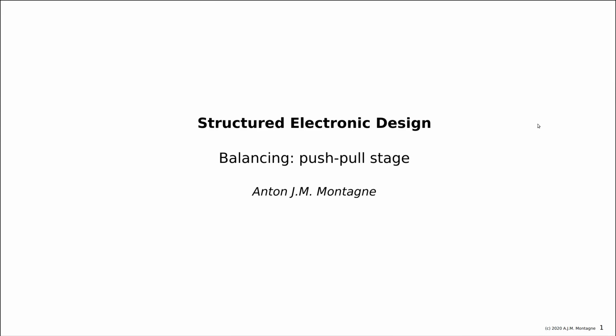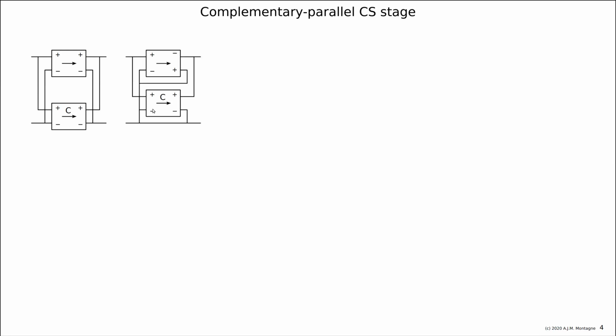So the push-pull stage: complementary, parallel, common source. We start again with complementary parallel two ports. Then if we have CS stages, the minus is just one terminal, a source terminal. So in both, we have a P device and an N device of which the sources are connected, the gates are connected, and the drains are connected. So then it would look like this.